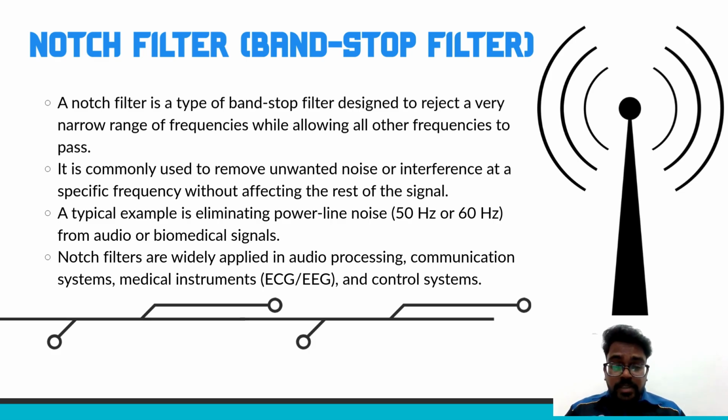To understand why this was effective, we must look at the characteristics of a notch filter. It is a specialized type of band stop filter designed to reject a very narrow range of frequencies while allowing all others to pass through unaffected. It is the ideal tool for removing specific interference such as power line mains hum, which typically occurs at 50 Hz or 60 Hz, without damaging the integrity of the rest of the signal.